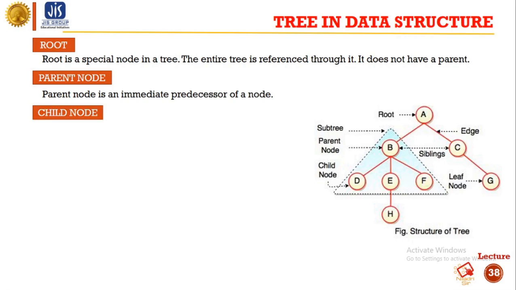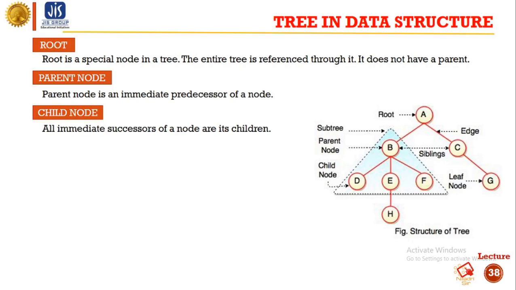Next, come to the child node. So what is child node? All immediate successors of a node are its child nodes. As you can see, B and C are the successors of A, so B and C are the child nodes. Again, D, E, and F are the immediate successors of B, so these are the child nodes of B. Again, G is the immediate successor of C node, so G is the child node of C.